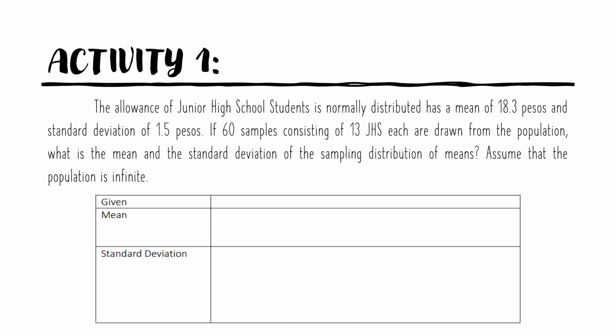For your activity 1: the allowance of junior high school students is normally distributed, with a mean of 18.3 pesos and a standard deviation of 1.5 pesos. If 60 samples, each consisting of 13 junior high school students, are drawn from the population, what is the mean and the standard deviation of the sampling distribution of the means? Assume that the population is infinite. So what will be the value of your mean and standard deviation if you're dealing with an infinite population?